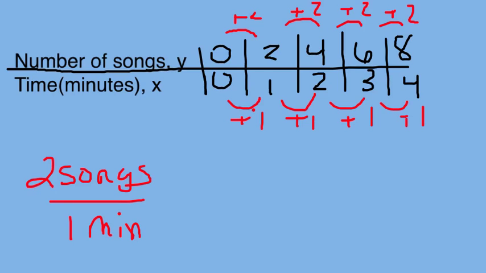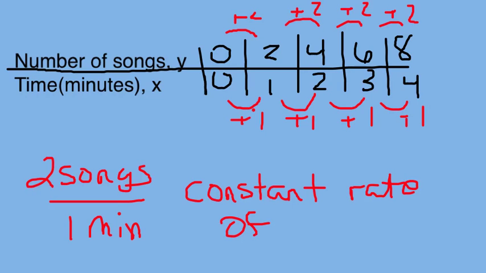Okay? The rate of change between any 2 points in a linear relationship is the same, or constant. So we have a constant rate of change, so we have a linear relationship. So constant rate of change. That means it's the same each time.